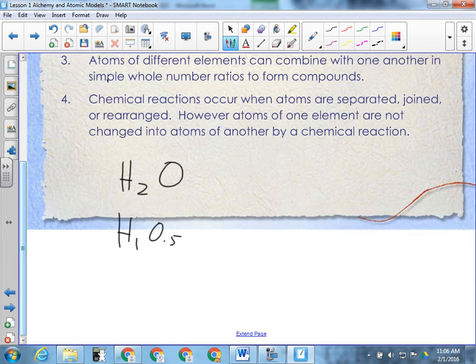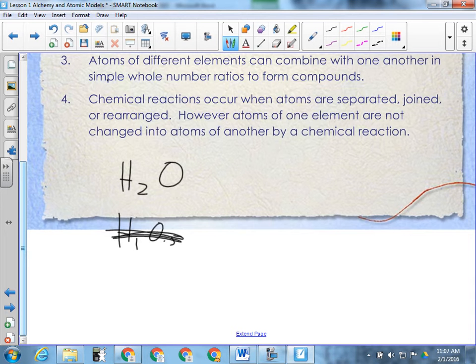Because half an oxygen atom isn't oxygen anymore. That would mean it only has 4 protons. That would make it beryllium. That's not the same thing. You can't have half of an atom in a compound. They always go together in whole number ratios, 3 to 1, 3 to 2, 1 to 4, whatever it happens to be. But they always go together in whole numbers because atoms can't be broken up in a chemical reaction. Right? Everybody follow me there?